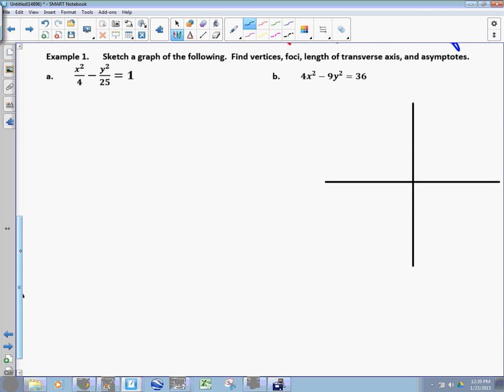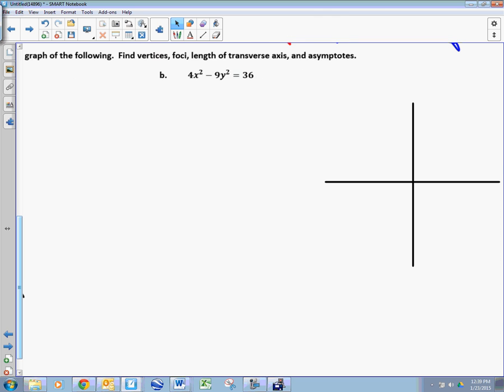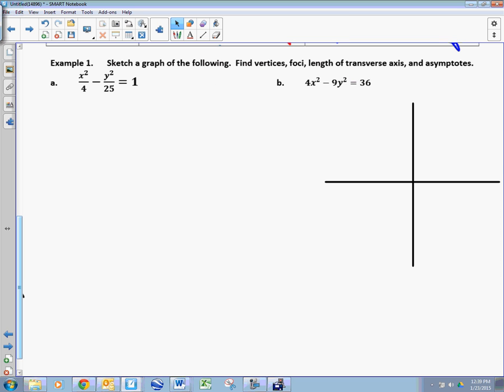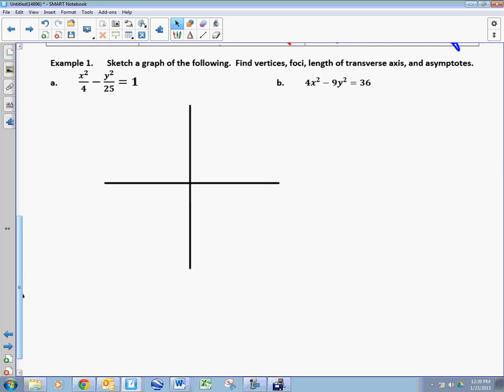Let's do it. Let's graph one. Yeah, same thing. Center, what's center? 0, 0. How many units could make my box? How many units in the x direction? How many units in the y direction? Connor wins. Everybody loses.